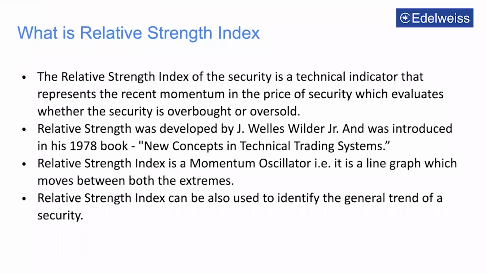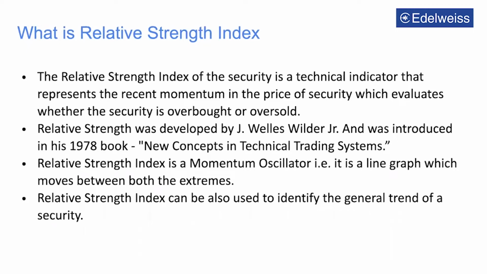The relative strength index was developed by J. Welles Wilder and was introduced in his 1978 book called New Concepts in Technical Trading Systems. RSI is also a momentum oscillator. It is a line graph moving between two extremes, like the oscillation of a pendulum between two extreme ends. That is what RSI looks like. It just oscillates between the levels of 0 to 100.